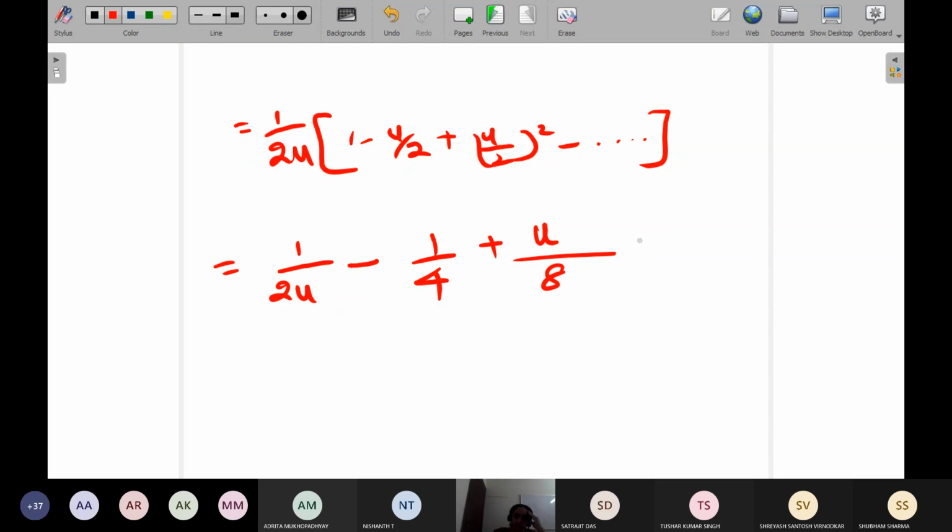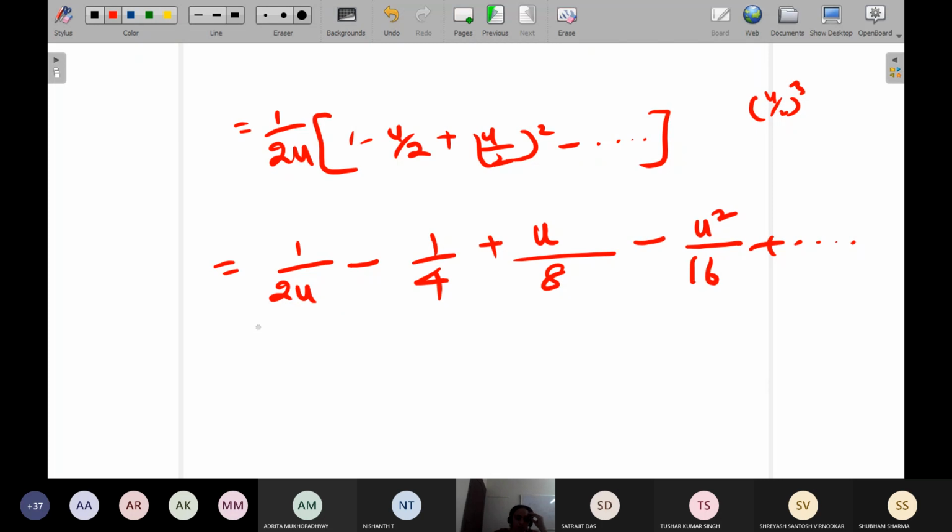Then what else you'll get? The next term will be minus, so you'll have (u by 2) the whole cube. So this will become u square by 16, plus etc. So this will be your expansion: 1 by 2u minus 1 by 4 plus u by 8 minus u square by 16.